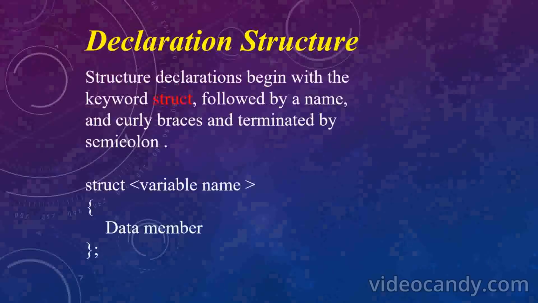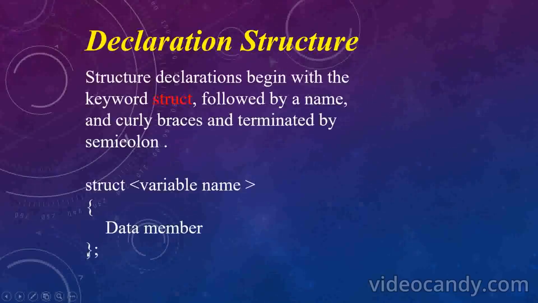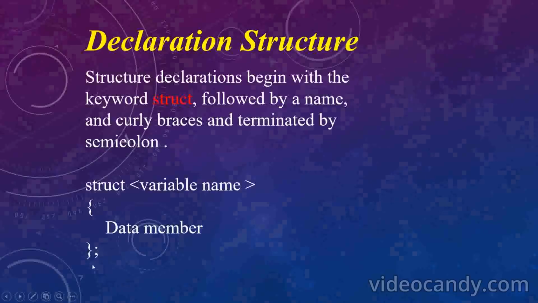So next is how we declare a structure. A structure is declared by the keyword struct, followed by the name of the structure, then curly braces, and terminated by a semicolon. Look here: the struct keyword, then the name of the structure, then the curly braces open and end here, then there is a semicolon. Within the structure we declare data members, that is the various information, and that information is known as a data member.